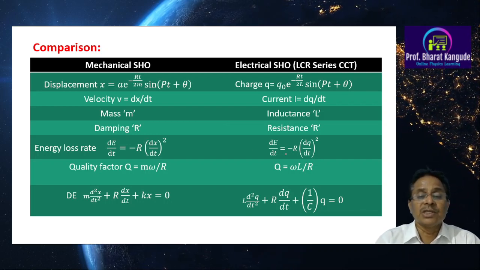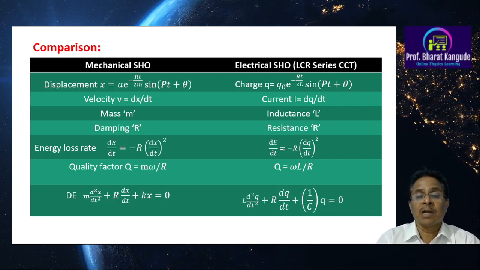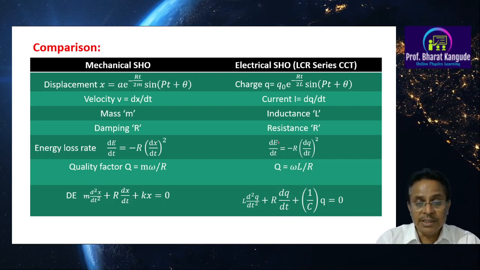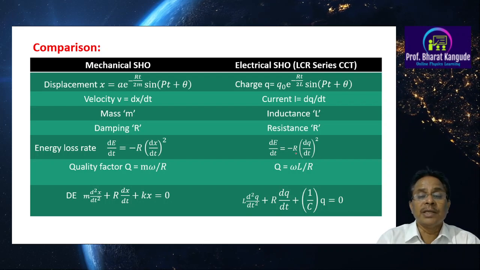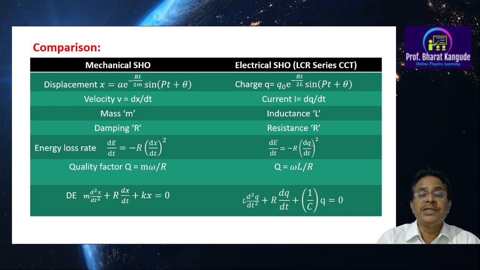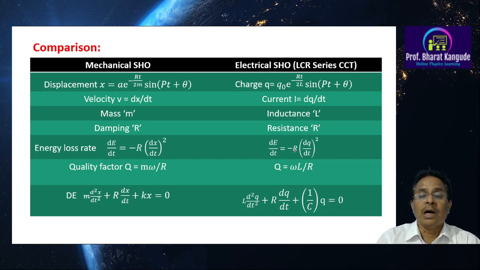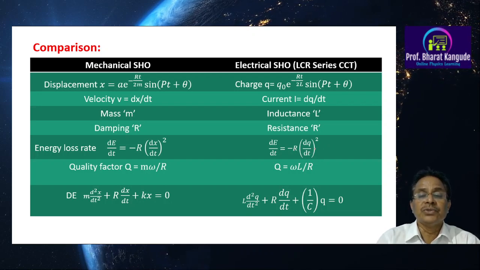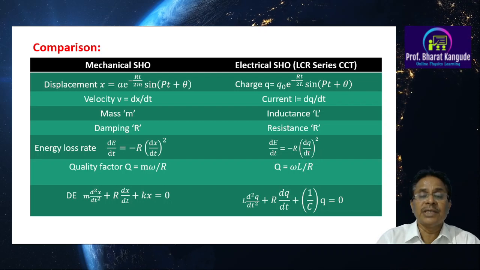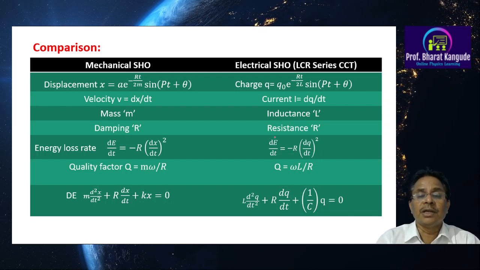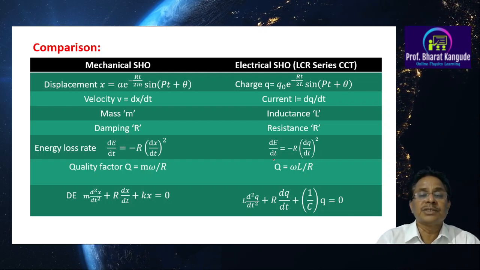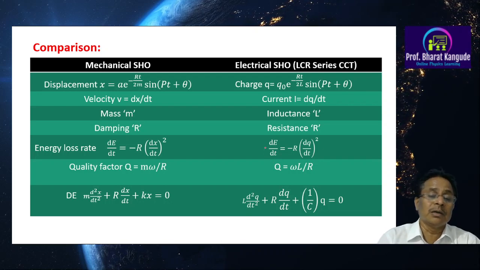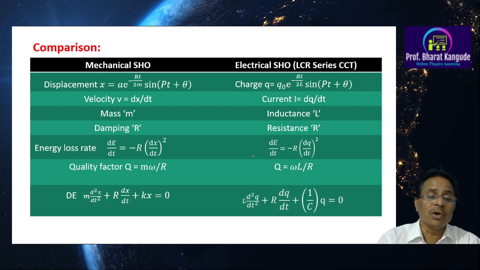Here a similar expression can be written for this electrical damped harmonic oscillator. It is given by dE upon dt is equal to minus R, that is the resistance, into dq upon dt squared, that is the current squared. So R into current squared gives you the expression for the rate of loss of energy in the case of this electrical damped harmonic oscillator.